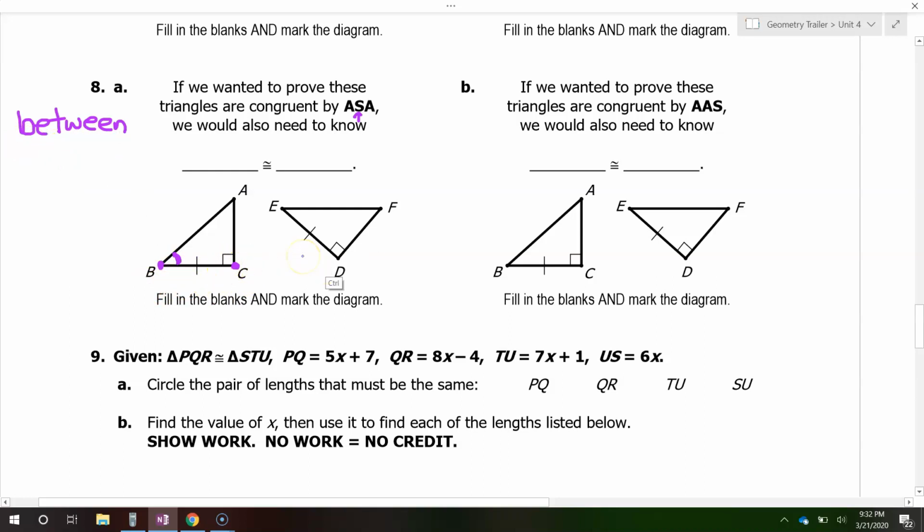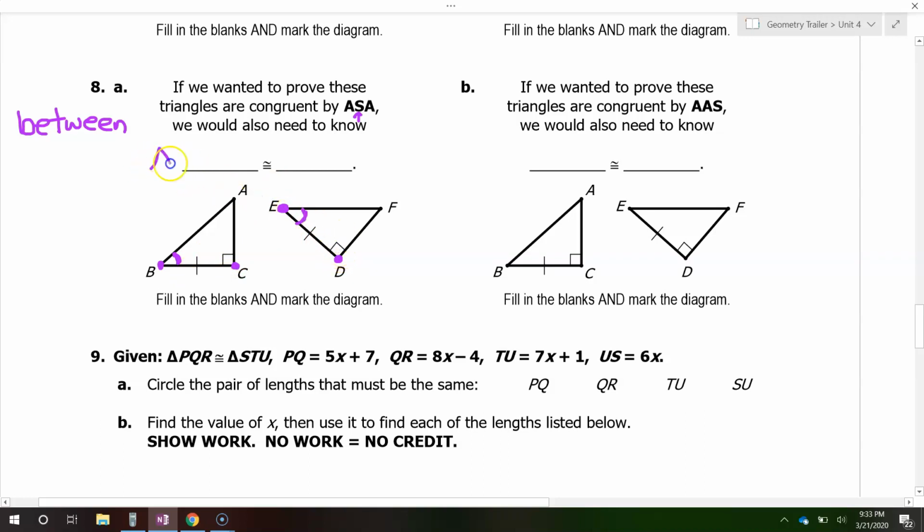And I need to do the same thing over here. I need to pick another angle, but I need the angle to be the angle that makes the side between the two angles. So if I pick angle E, then the side marked is between the angles. So I'm going to definitely pick E. So these markings would show that the triangles are congruent by angle, side, angle.